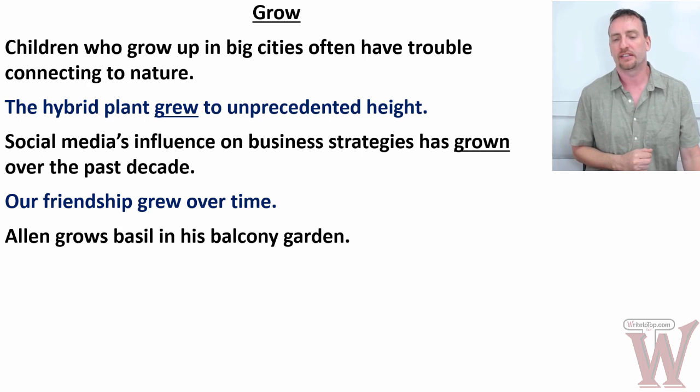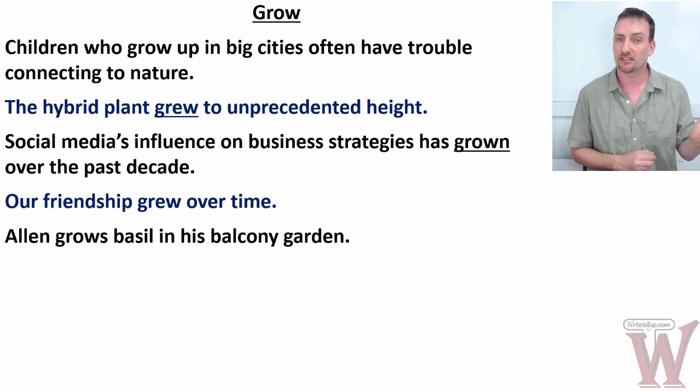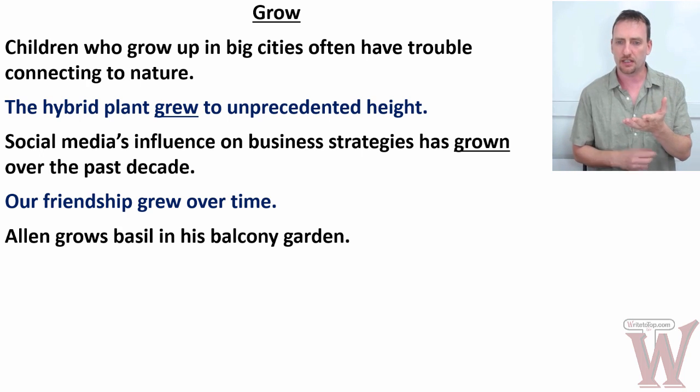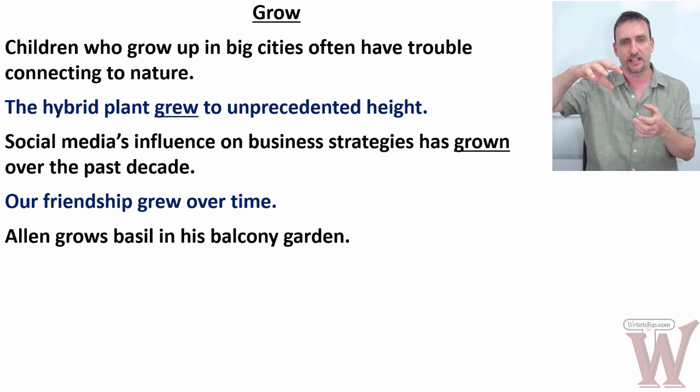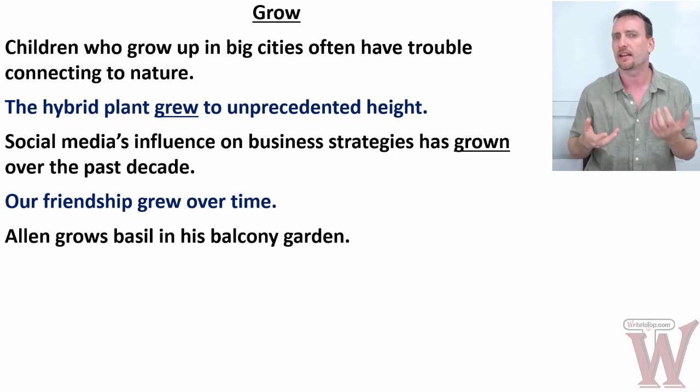Alan grows basil in his balcony garden. Basil is that herb, a green plant you put on pizza or whatever. Some people say basil, also okay, no problem. Alan grows basil. What does that mean? He gives it water. He makes sure it has enough sunshine. Maybe he turns the soil over once in a while to get air in there. So he helps it to grow.